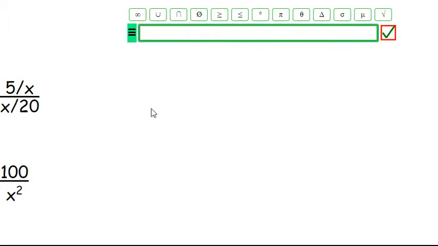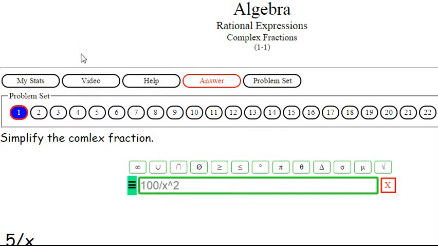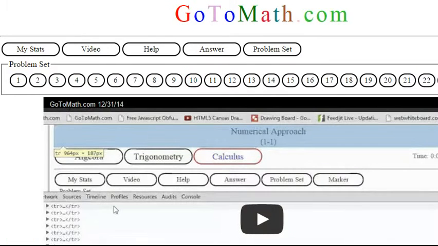Of course, I don't know if I checked any of those in the previous section in the checkbox here, but we'll do that just to make sure everything's good. Okay. Alright, so there you go. We're over here at go-to-math.com working on complex fractions. See you in the next problem.